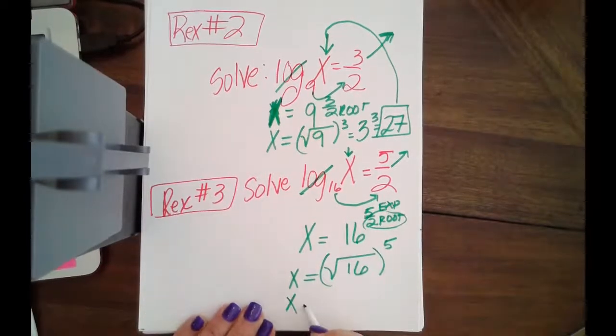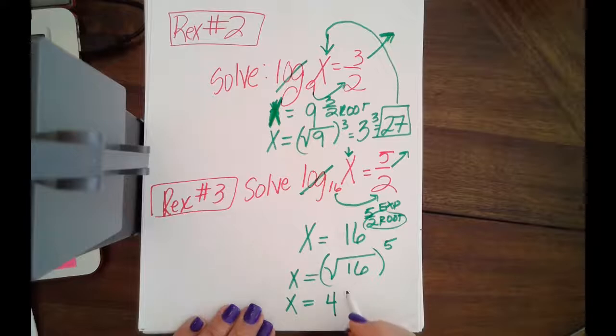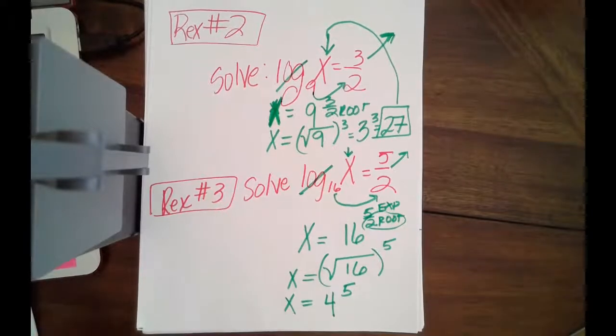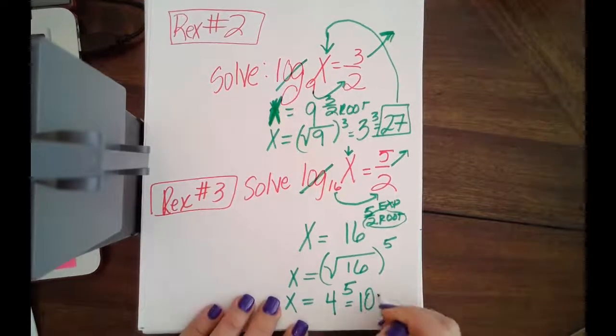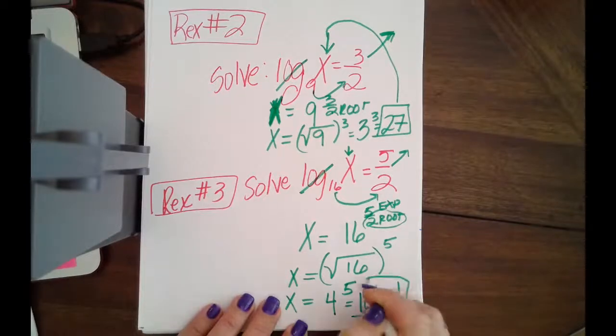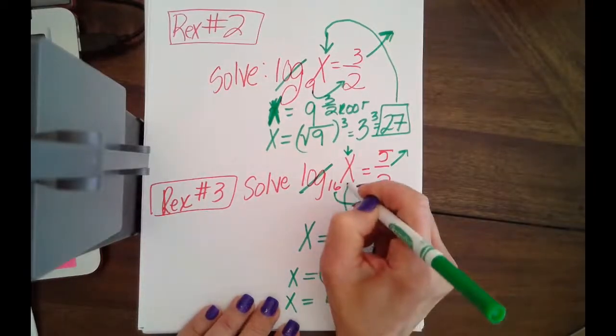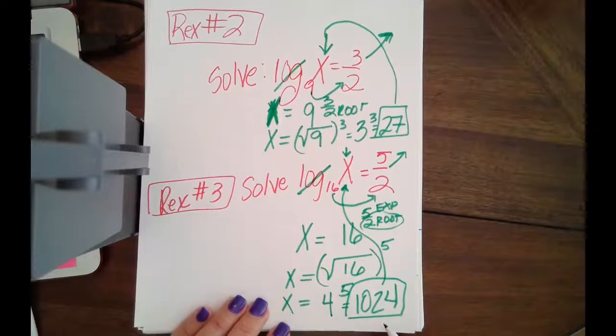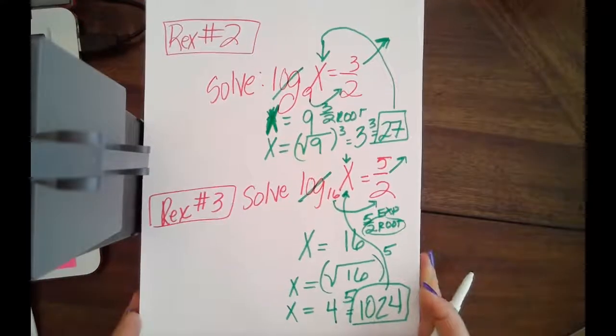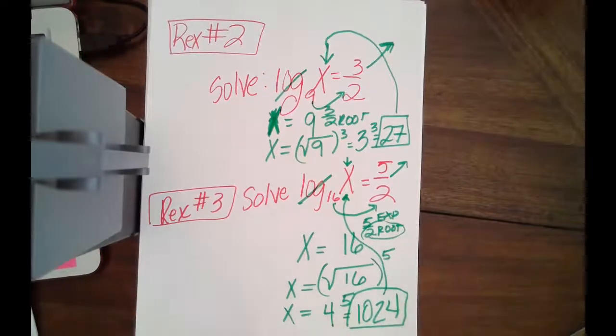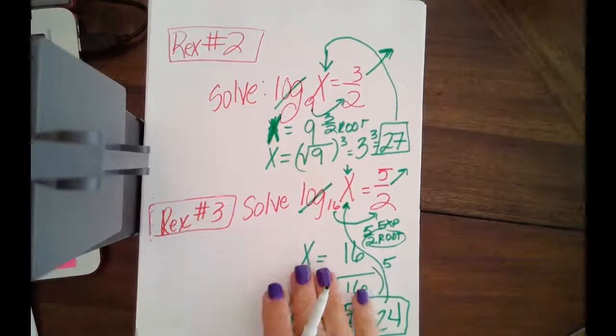Well, that means the square root of 16 is 4, and that's going to be raised to the 5th power. So 4 to the 5th is equal to 1024. So 1024 is the value of our Brock, and it is greater than 0, so we're in great shape. These are super easy. These are just like level 1, I would say.